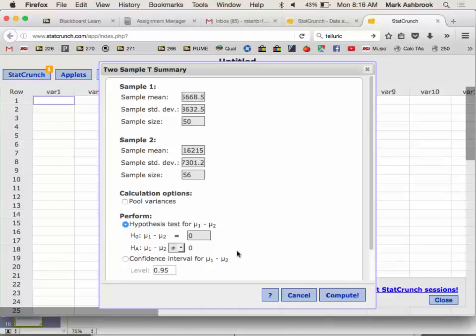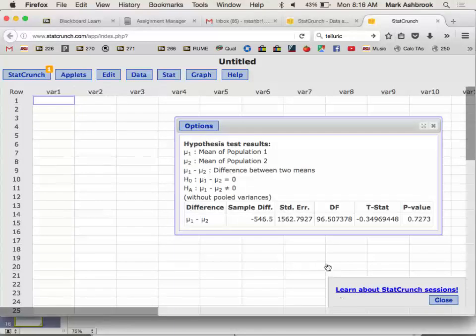So we're doing a hypothesis test, and it just says, is it different, right? So we want this one, where mu1 minus mu2 is 0, versus our alternative that it's different from 0. So we're just saying, is mu1 different than mu2? So we compute, and what are we interested in? We're interested in the test statistic. Okay, our test statistic, negative 3.49.